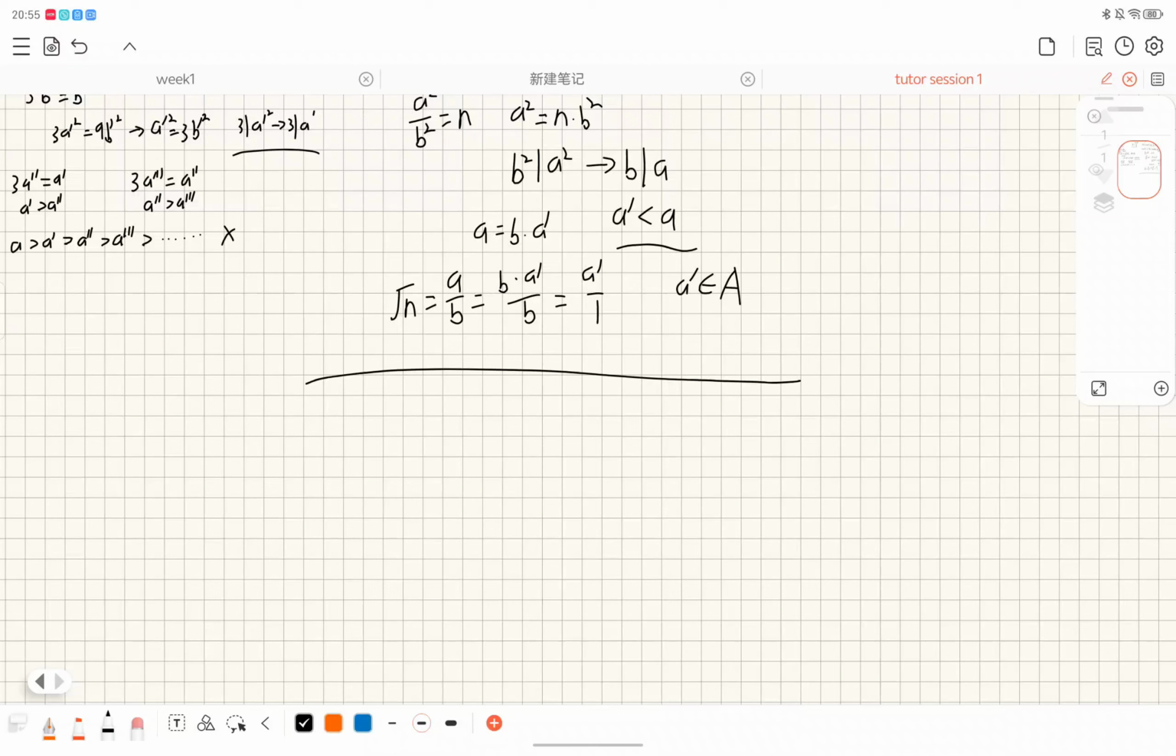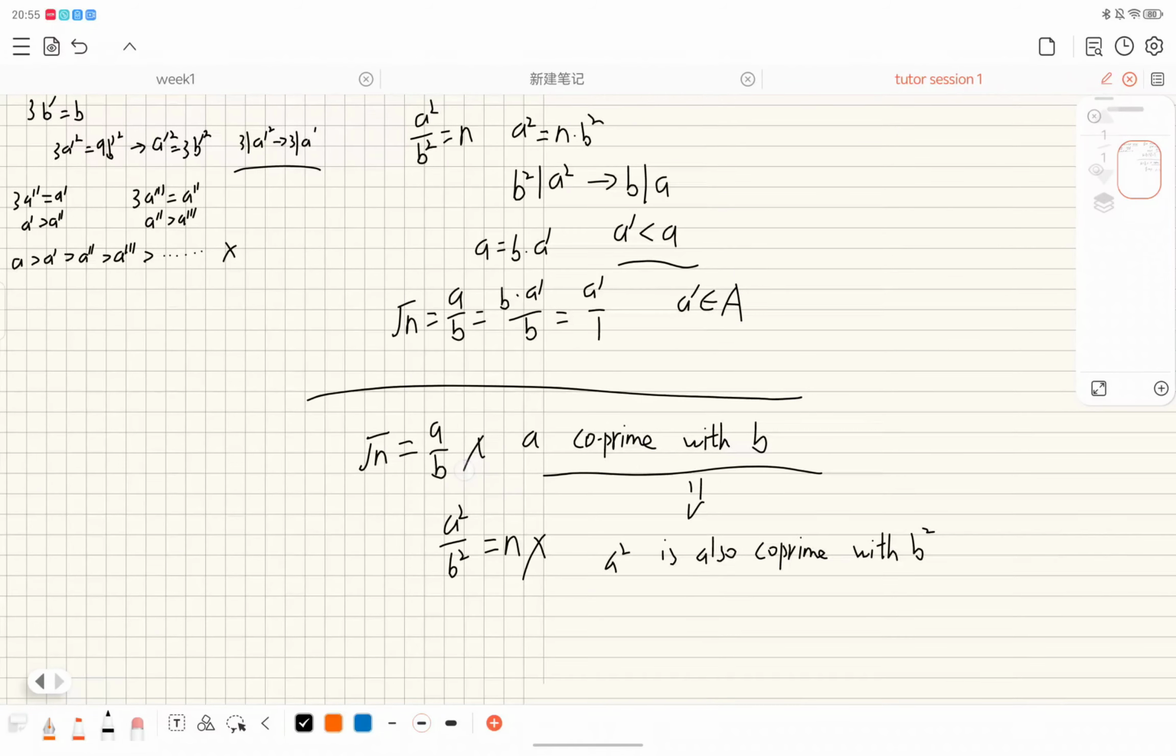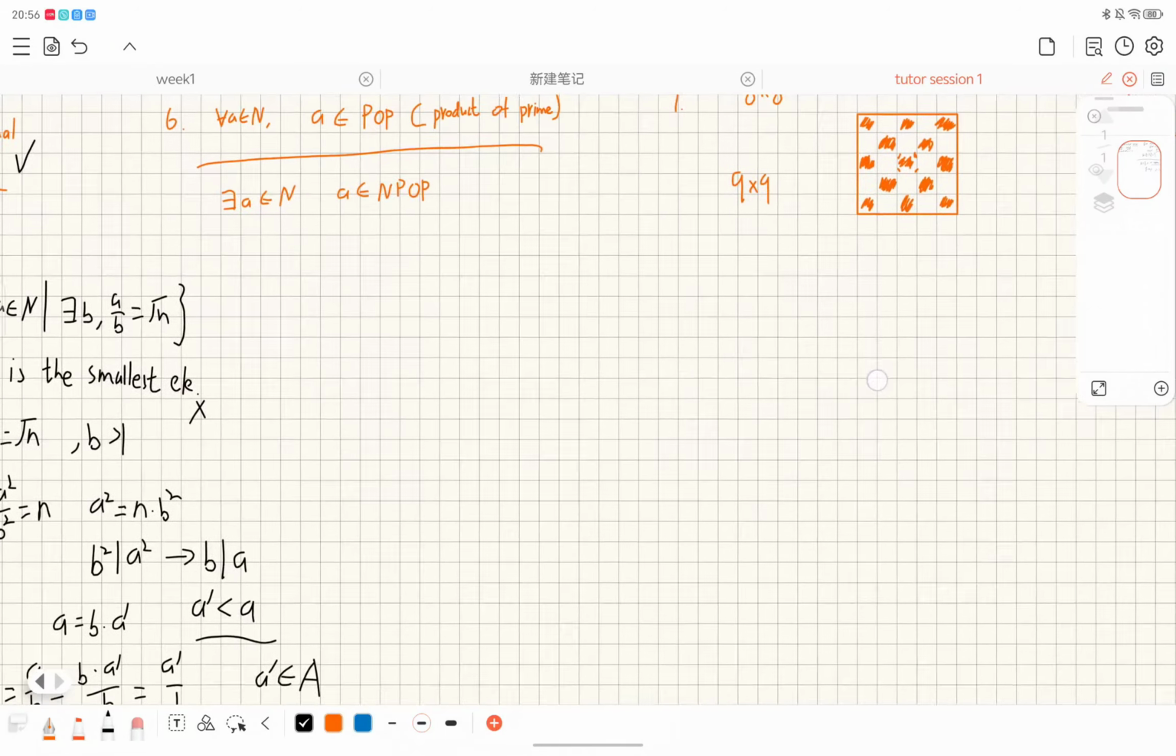If we know coprime, we can simply set square root n equals a over b, and we set a coprime with b. And then we know that a square over b square equals n. But as a is coprime with b, we know that a square is also coprime with b square. So this one is wrong. So either way is okay. Let's go to the next question then.